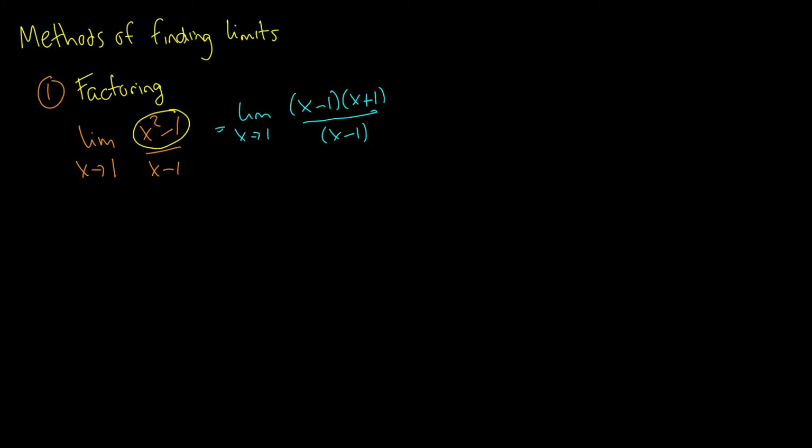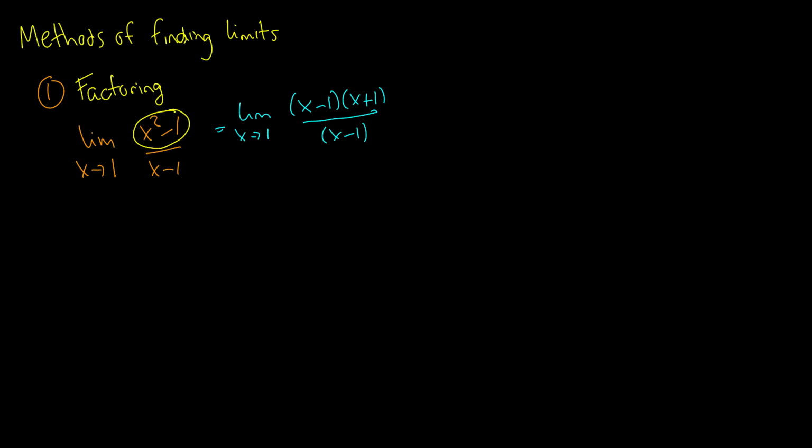Now, if you FOIL this out, you can check for yourself. You'll get x squared minus x plus x minus 1. These two things cancel, and you get x squared minus 1. They're exactly the same thing. If you don't know how to factor that, you might want to watch a couple videos and refresh your memory on how to do that.